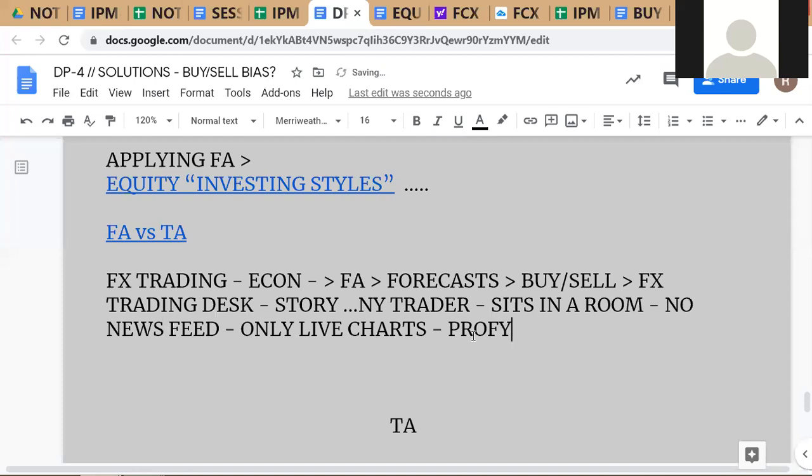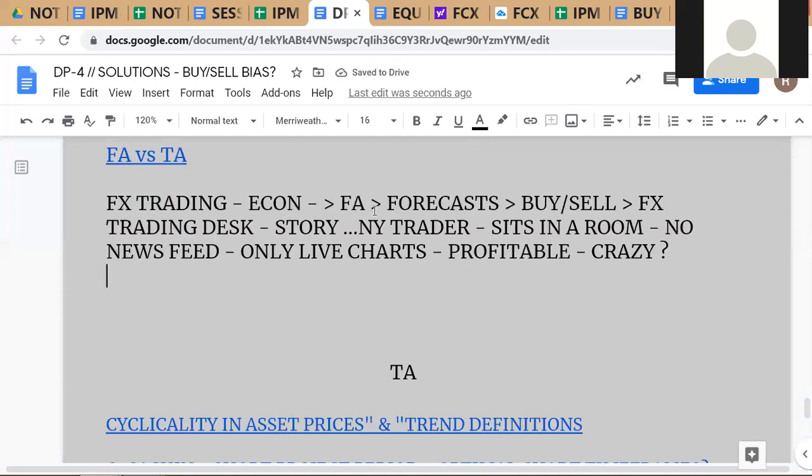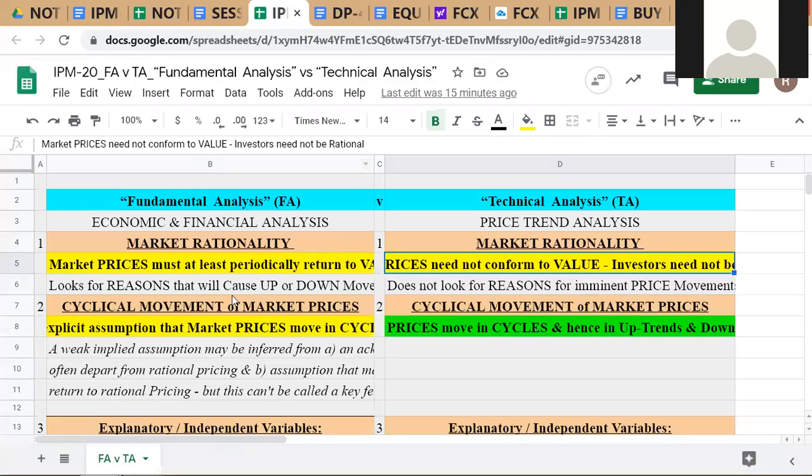Now when I read this story, I read it very early on when I entered the trading room. I thought this guy must be crazy. Because in my way of looking at things, I was implicitly in this camp, though I didn't realize it at that time, that I believe that markets must be rational, and that there must be some kind of estimate of fair value, and that markets must eventually come down to that estimate of fair value.